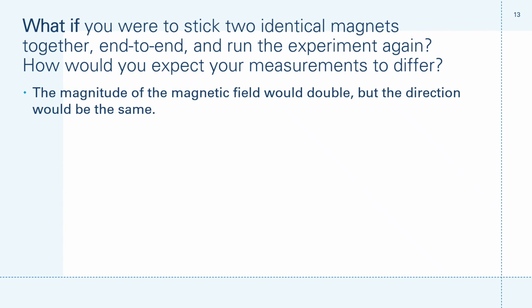The second what if question is: if you had two identical stick magnets together end to end in the experiment again, how would the results differ? The magnitude of the magnetic field would double, but the direction would stay the same.